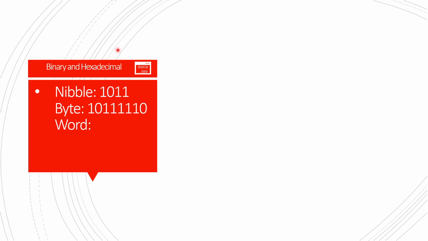Binary and hexadecimal are two important notations in programming, but let's start first by knowing some names given to certain bit patterns. A nibble is a group of 4 bits. A byte is a group of 8 bits. And a word is the maximum number of bits that a processor can process at one time.